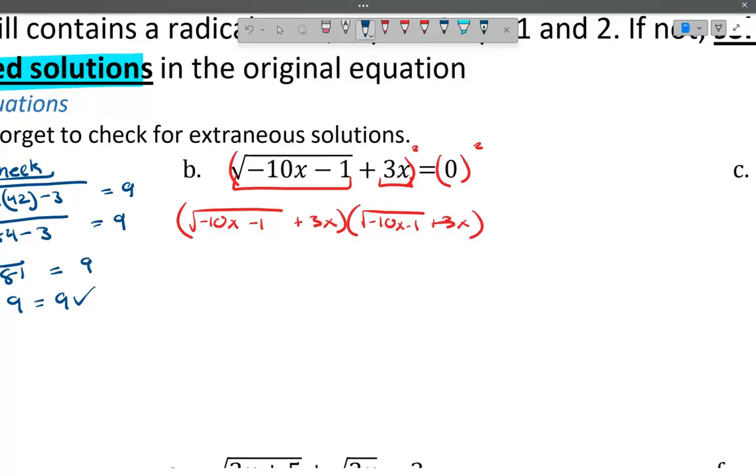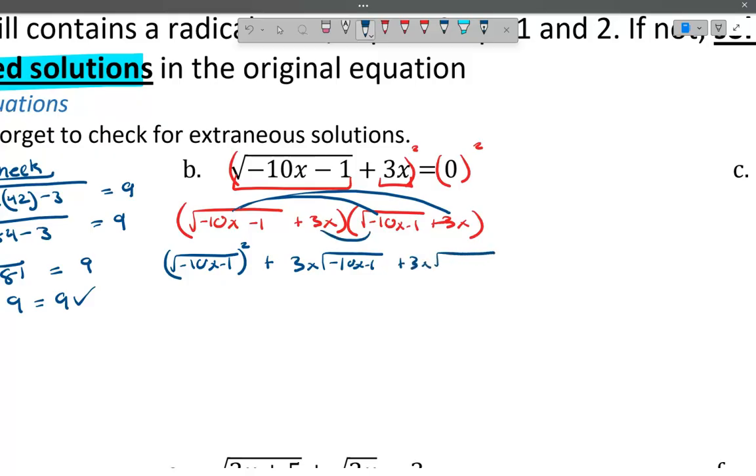Since I'm multiplying a binomial by another binomial, we can apply the distributive property. So then I have negative 10x minus 1 in the radical squared, but then I have to multiply over here. So I get 3x radical negative 10x minus 1. I multiply again, I have another 3x radical negative 10x minus 1. And then I have another multiplication that gives me 9x squared.